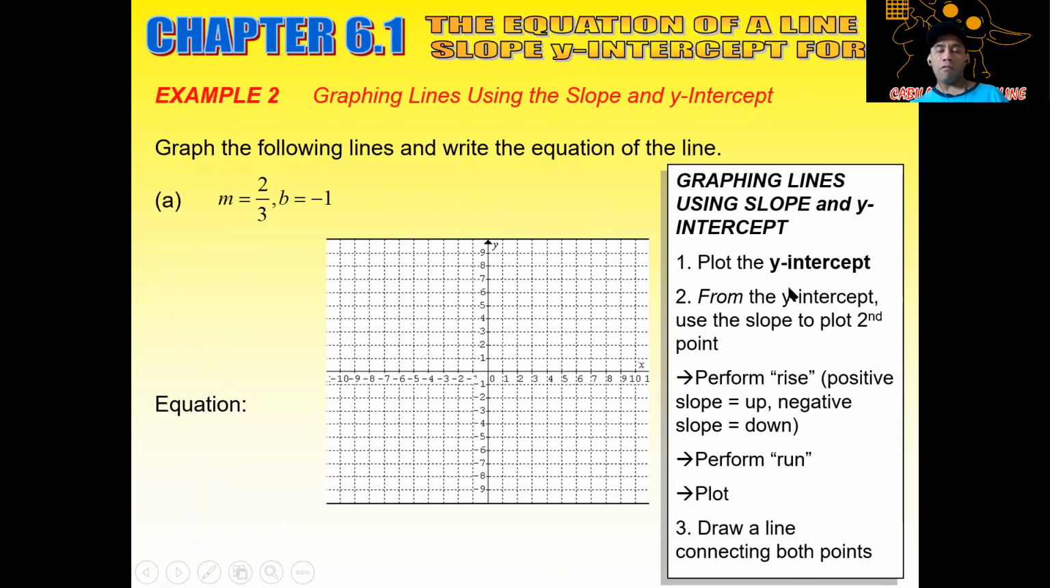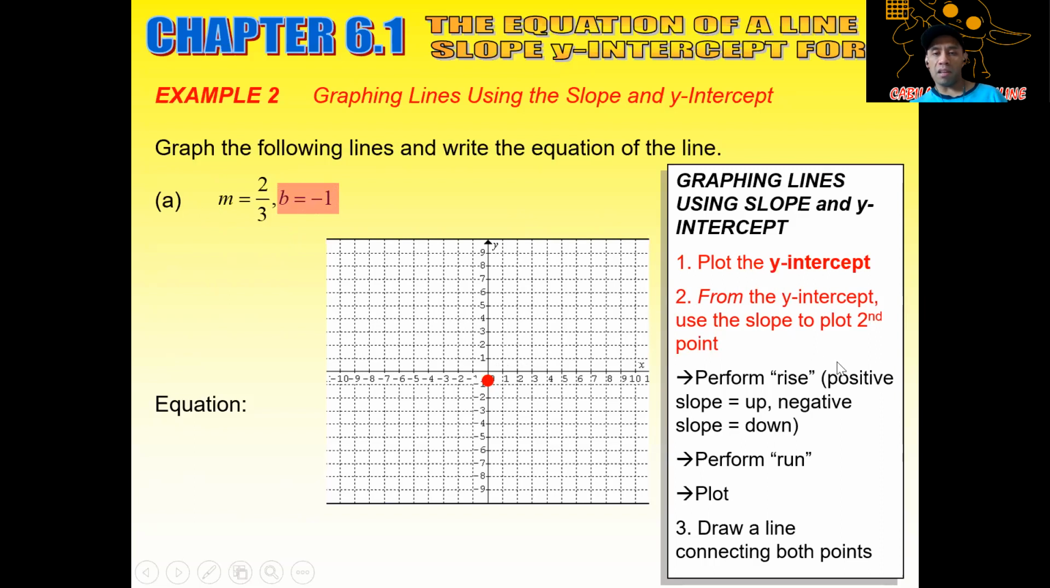So starting with the first step here, what we want to do is to plot the y-intercept. Remember that m represents the slope and b represents the y-intercept. So starting from the center here, my y-intercept is going to be -1. That's represented by that red dot. Now, it's the next step that's going to be very, very important, because not only do you need to know how to use the slope to plot the second point, but you also need to know where you're going to start. So for step number 2, it says from the y-intercept, use the slope to plot the second point.